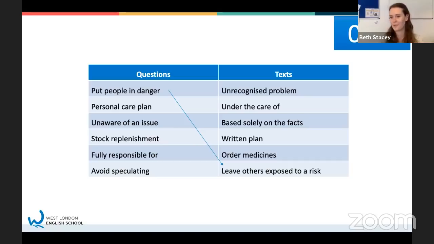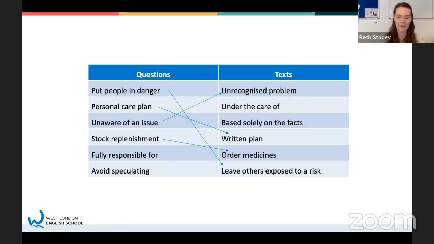Three, two, one. Okay, hopefully you found that relatively simple. So of course, putting people in danger is leaving others being people, and the danger being exposed to a risk. A personal care plan is the same as a written plan. Being unaware, the same as unrecognized, and a problem and an issue are synonyms. Stock replenishment is the noun of replenish, which is a synonym for the verb order. And stock, in this case, is to do with medicines.